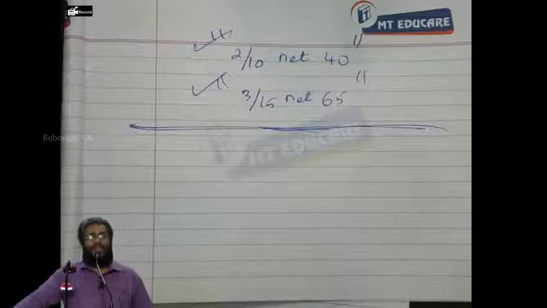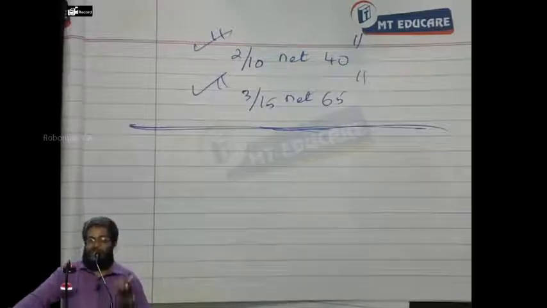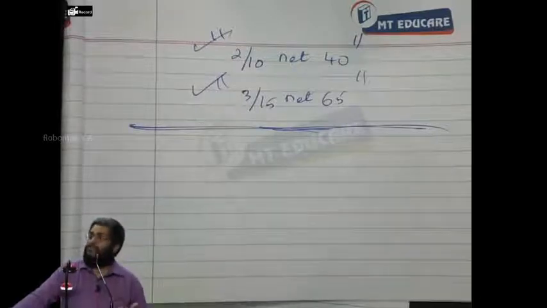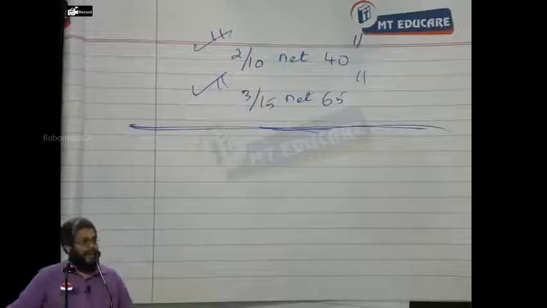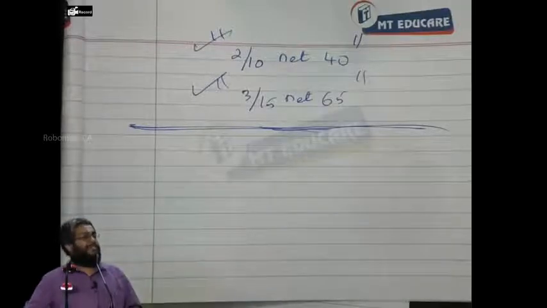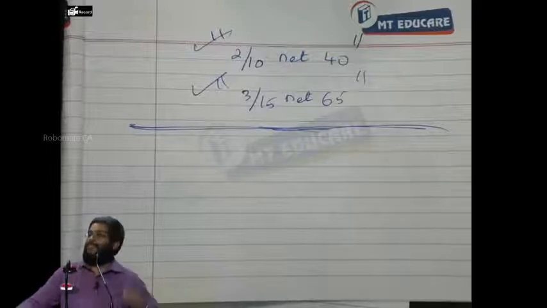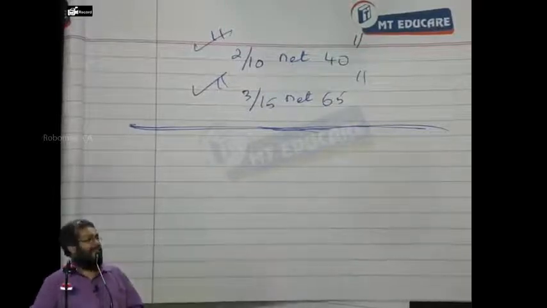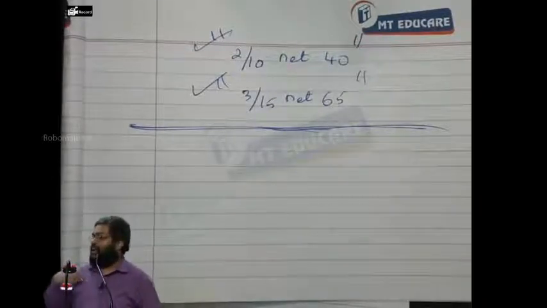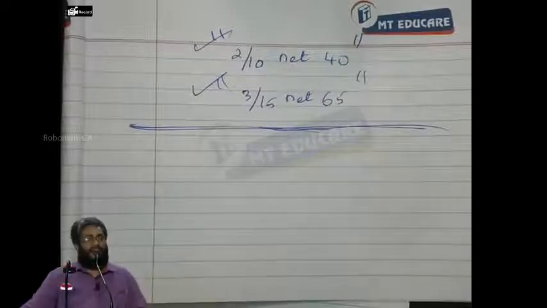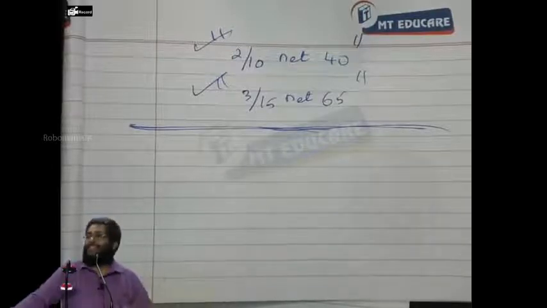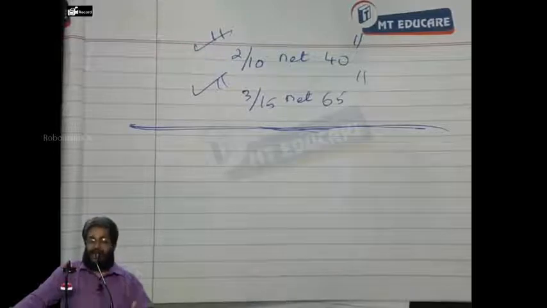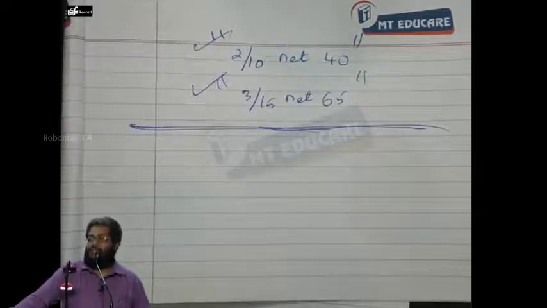The benefit of giving cash discount is reduction in interest loss on debtors. Second benefit is the reduction in bad debts. What is the cost of giving cash discount? The discount itself. That's right. Instead of getting 100, I get only 98. 2 rupees I'm losing or not? The discount itself is the cost. Naturally, when the benefit exceeds the cost, give the cash discount. Otherwise, don't give the cash discount.